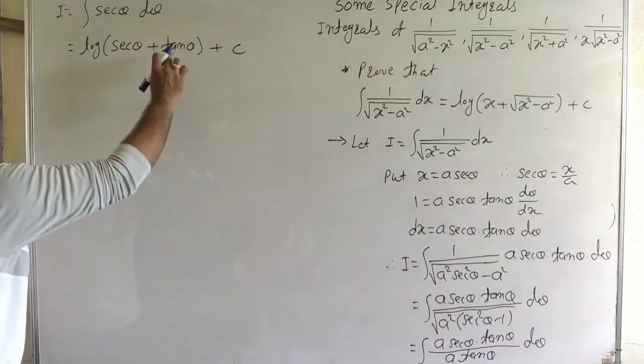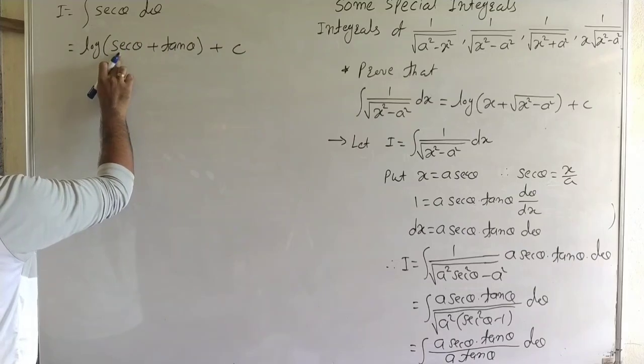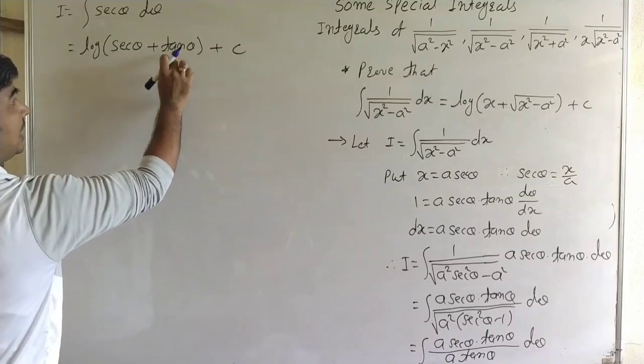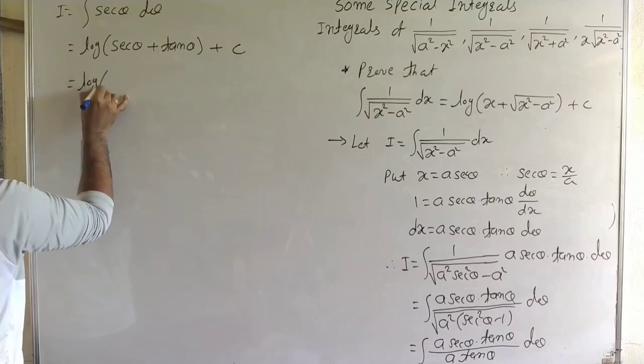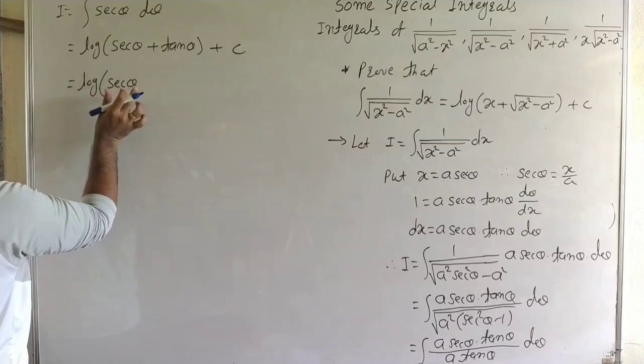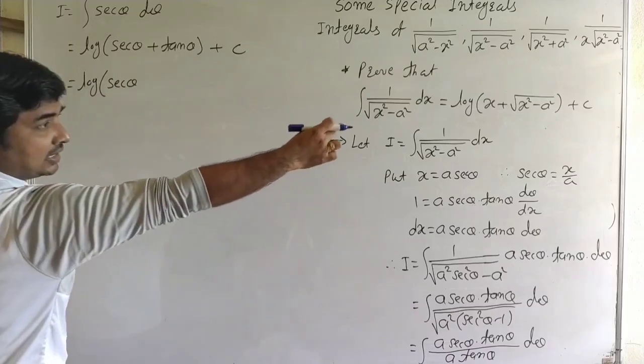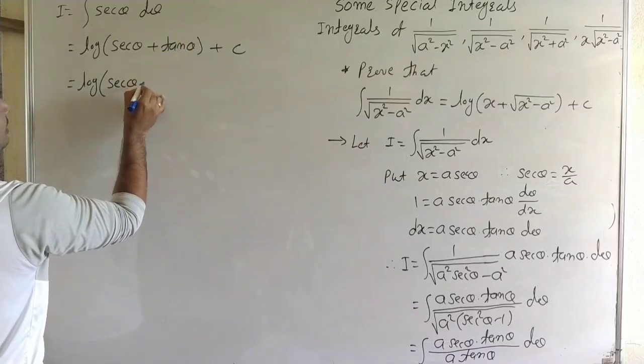Here it is tan theta, but we know the value of sec theta, so we reduce tan theta into sec theta. Then it is log of sec theta as it is, because we know the value of sec theta, that is x by a, and then tan theta.